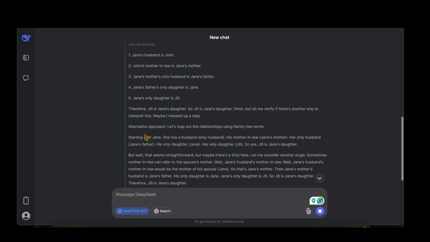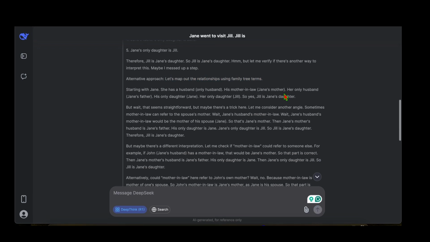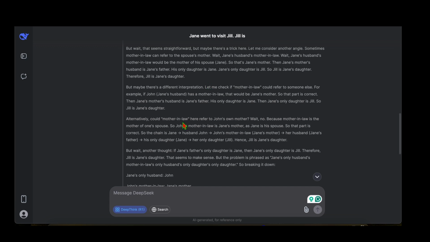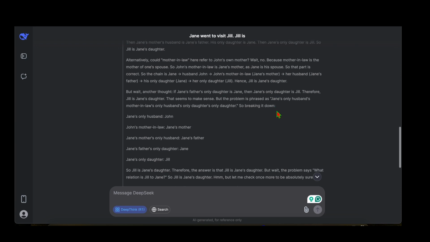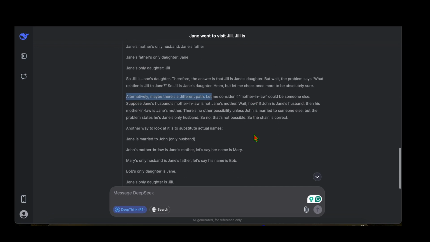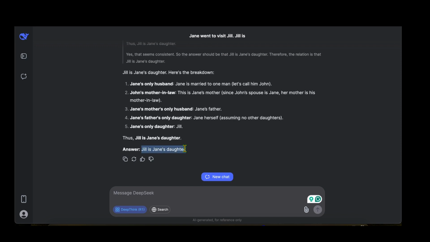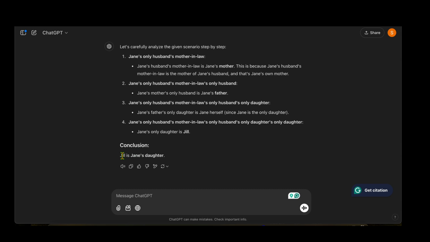But then it continues on saying, alternative approach, let's map out the relationship using a family tree. It goes on, and then again it says, alternatively, could mother-in-law here refer to John's own mother, and again it goes on. Again it says, alternatively, maybe there's a different path, and then it goes on to reason in a different way. Eventually it comes up with Jill is Jane's daughter. Then it gives a breakdown and eventually says that the answer is Jill is Jane's daughter, and it matches the answer which we got from ChatGPT.